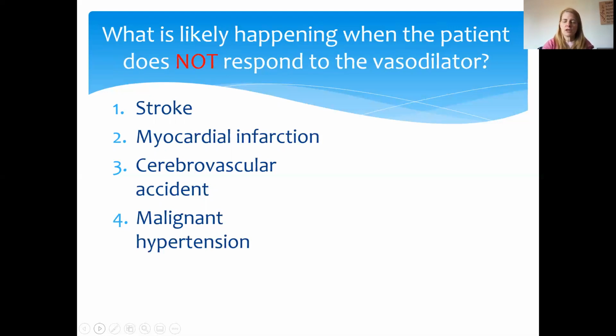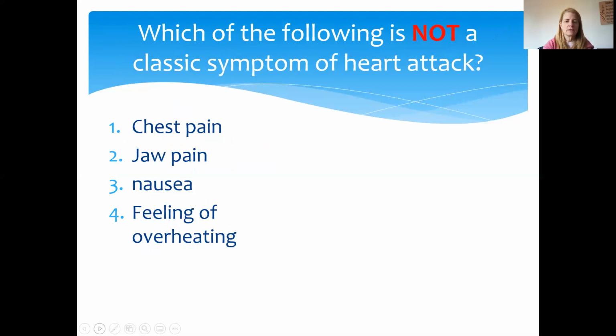If they're not responding to that vasodilator, it's likely they're having a heart attack. Not just angina pain, but myocardial infarction, which is a heart attack. Classic symptoms are chest pains, jaw pains, nausea. A feeling of overheating is not a classic symptom.